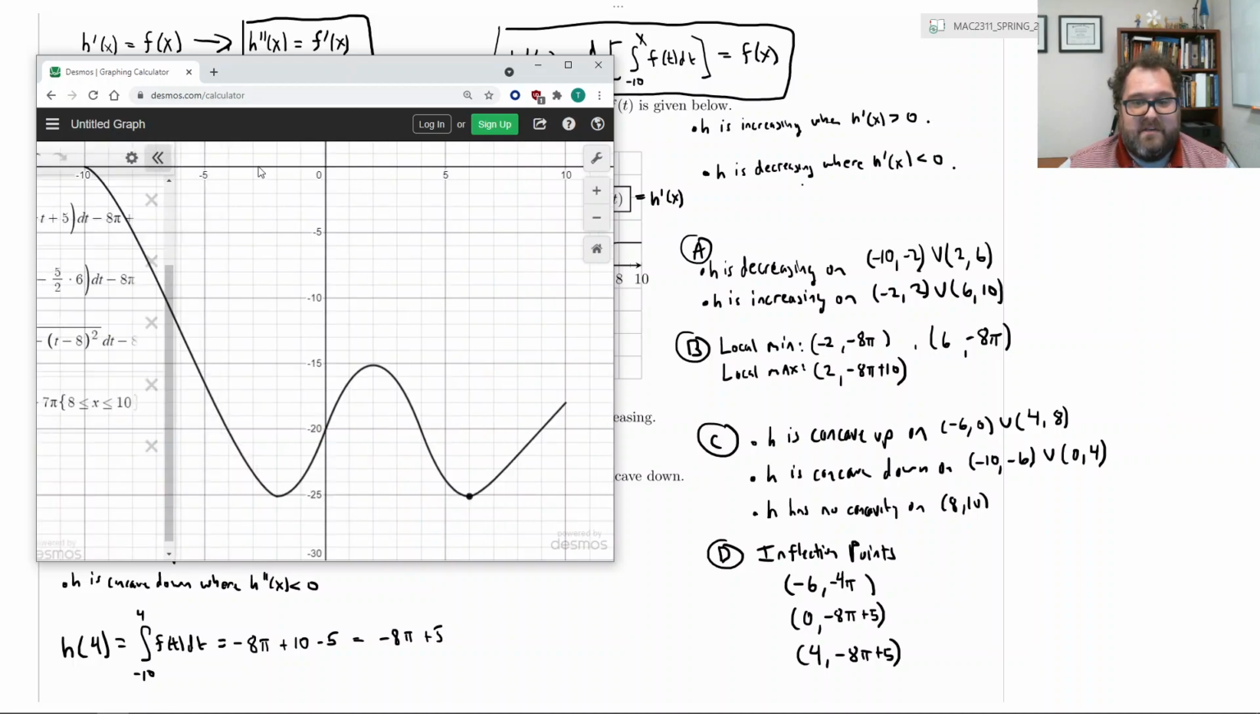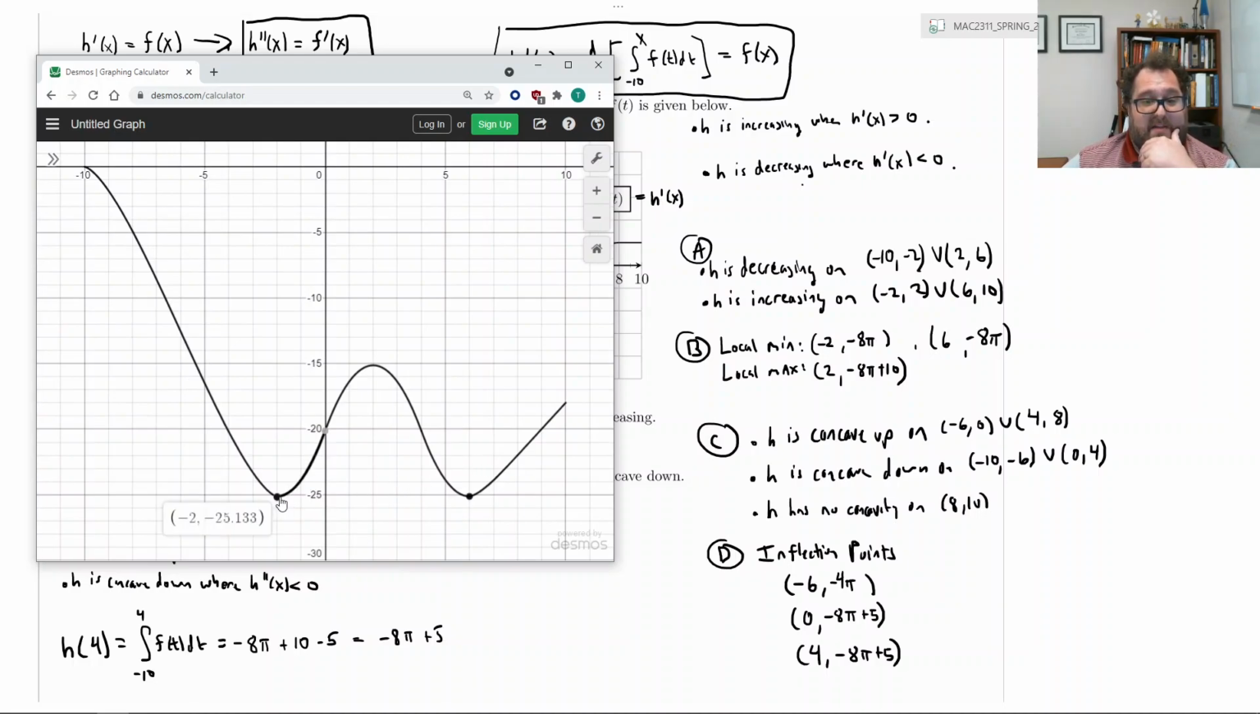Okay, so we have these relative minimums at 2 comma negative 8 pi and at 6 comma negative 8 pi. And we said we had a local max at 2 comma negative 8 pi plus 10. So is negative 8 pi plus 10 equal to about 15.333? Yeah, it is. So we're good so far.